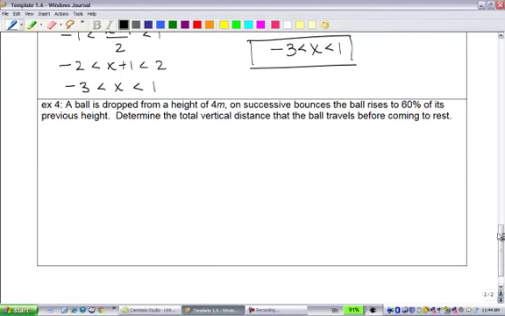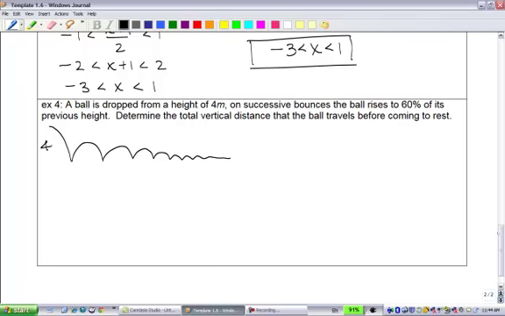Finally, this ball dropping. A ball is dropped from a height of 4 meters. On successive bounces, the ball rises to 60% of its previous height. Determine the total vertical distance the ball travels before coming to rest. I like the idea of drawing just a little bit of a bouncing ball, just to get an idea of what's going on.